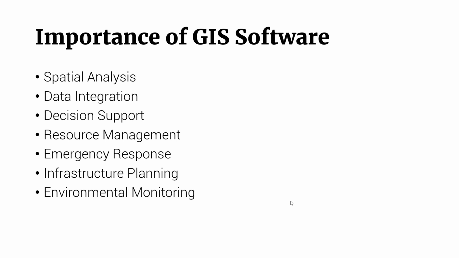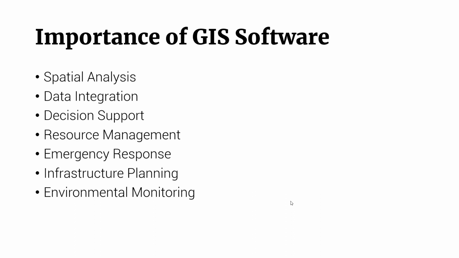For example, QGIS allows users to integrate diverse datasets such as satellite imagery, census data, and environmental factors, creating a comprehensive spatial database for a region. This integrated data aids in holistic understanding of the landscape. So that's data integration. Ano?